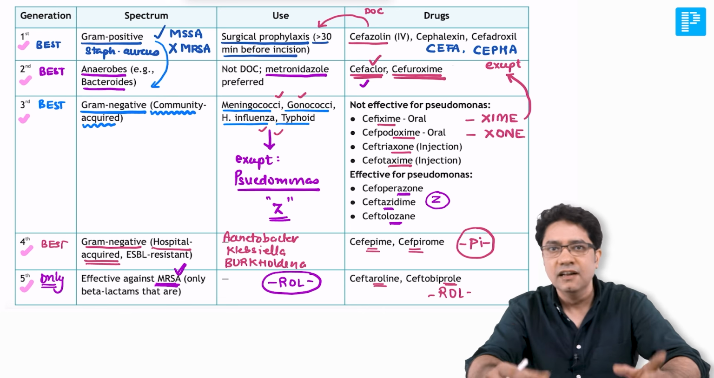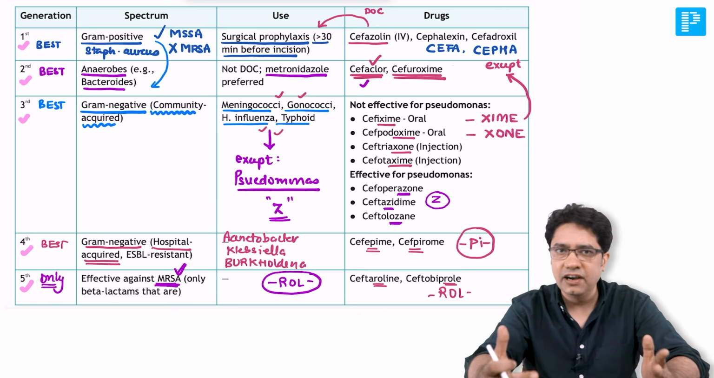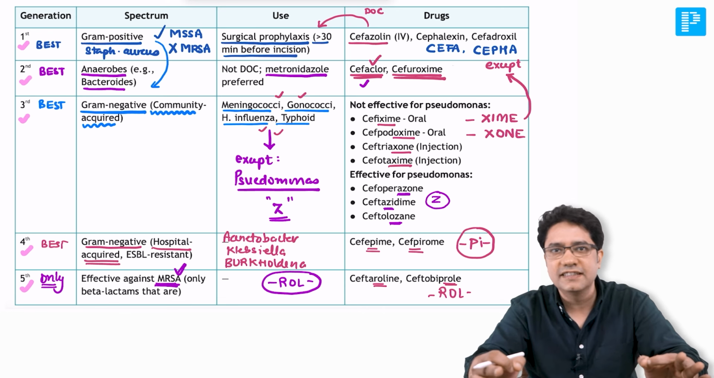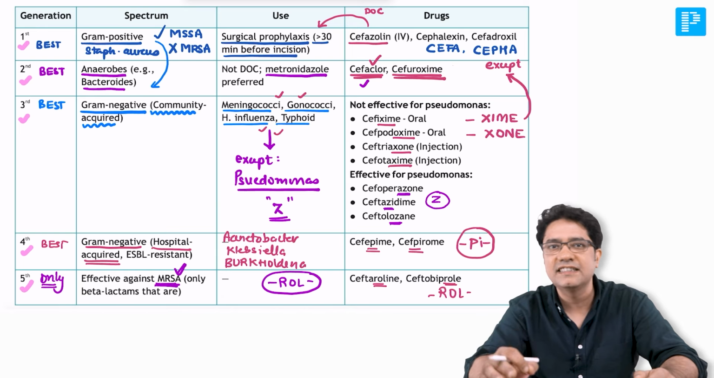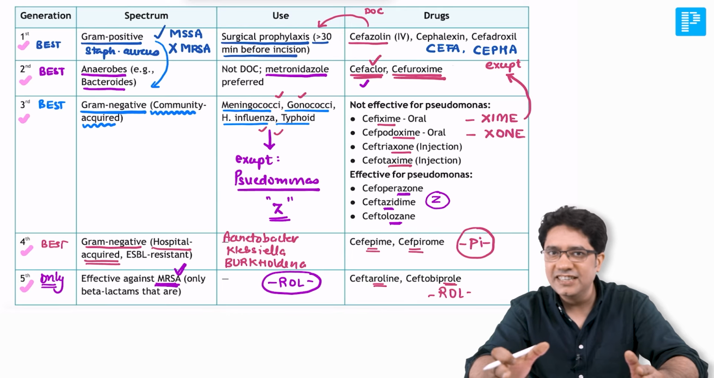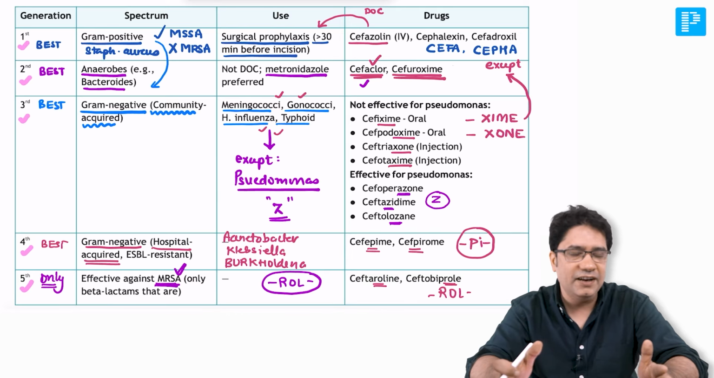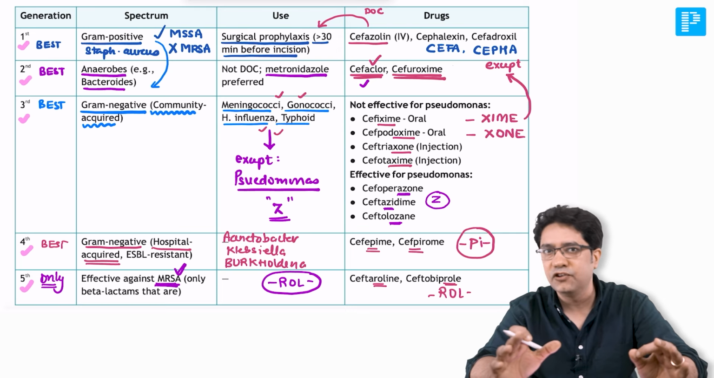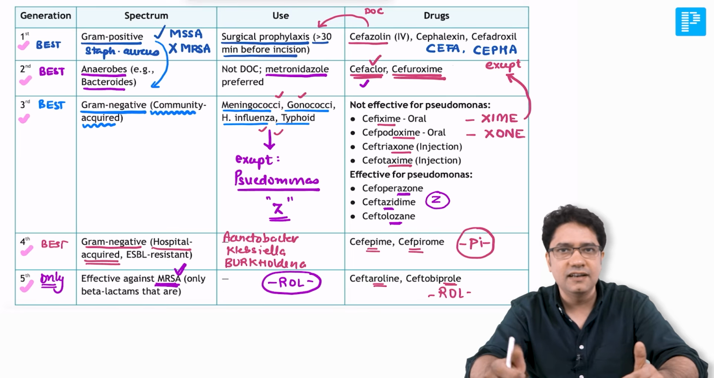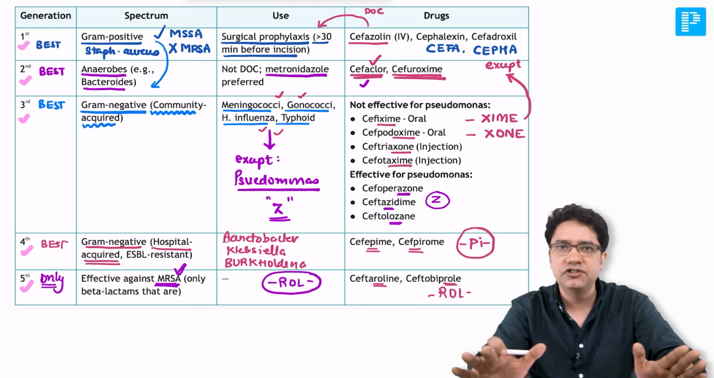ROL word is coming. So let's make a summary. If I ask you, the Cefa word is coming: first generation, surgical prophylaxis, except cefaclor. Zime and zone word is coming: third generation, gram-negative community-acquired infection, except cefuroxime. Both exceptions are in second generation. Pi word is coming: fourth generation. ROL word is coming: fifth generation. Keep it as simple as possible.